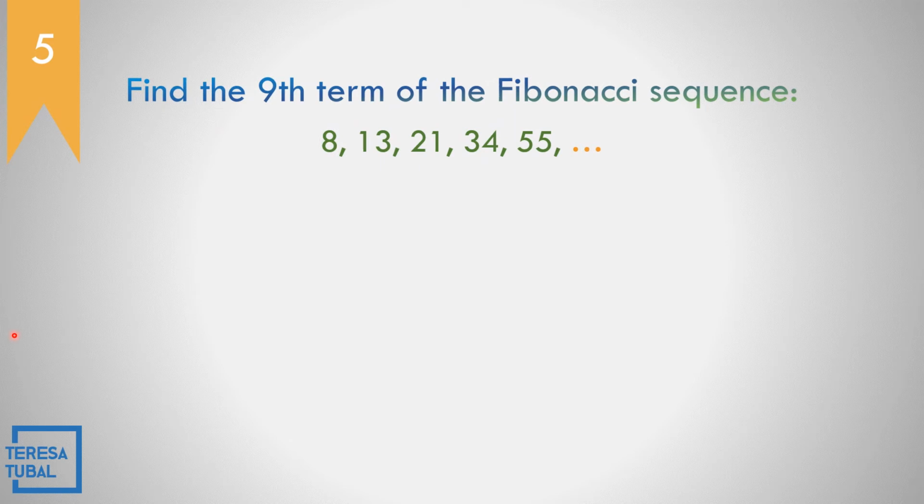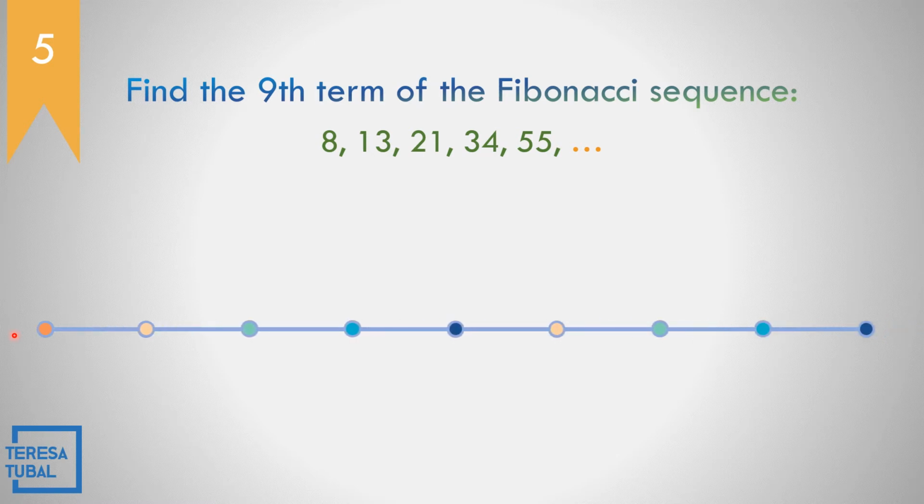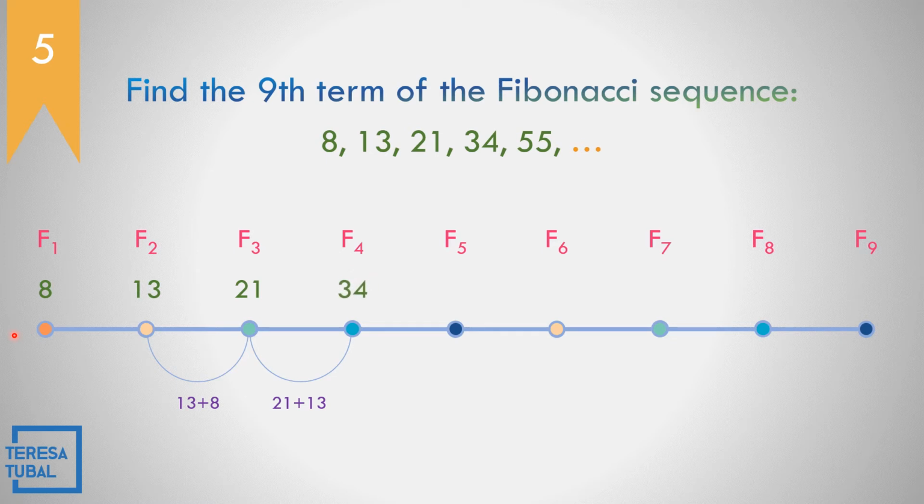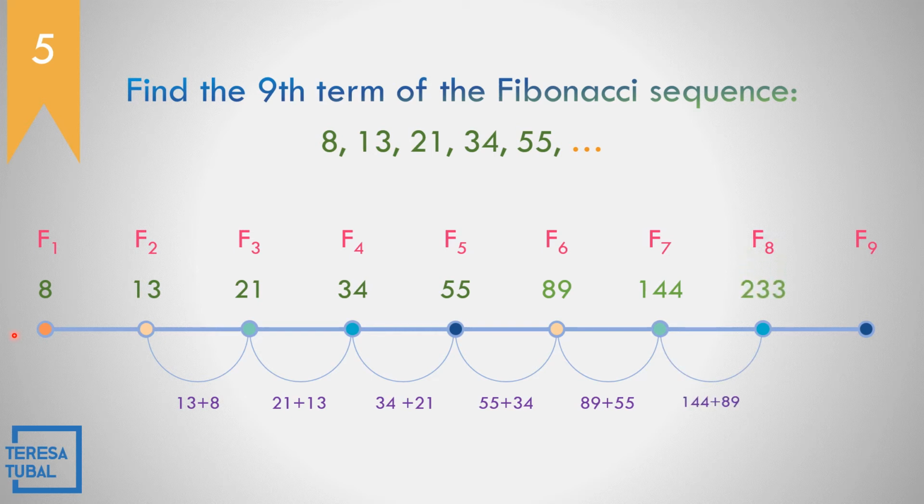Find the ninth term of the Fibonacci sequence 8, 13, 21, 34, and 55. As you can see, the first term is 8, the second term is 13, the third term is 13 plus 8, which is 21. 21 plus 13 is 34. 34 plus 21 is 55. 55 plus 34, f sub 6 is 89. 89 plus 55, f sub 7 is 144. 144 plus 89, f sub 8 is 233. And then 233 plus 144, so f sub 9 is equal to 377. So the ninth term of this given Fibonacci sequence is 377.